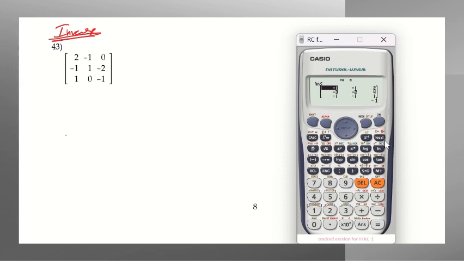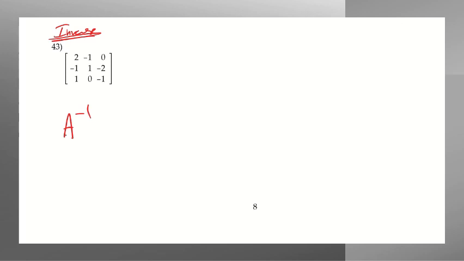And the inverse matrix, as I can see, so the inverse is going to be from my calculator negative 1, negative 3, negative 1, negative 1, negative 2, and negative 1, 2, 4, and 1. And this is how to find the inverse of a 3 by 3 matrix.